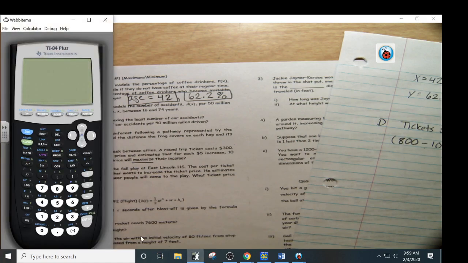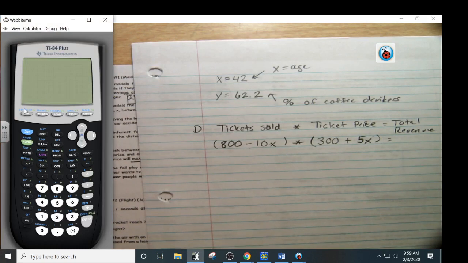So now, what I'm going to do is put in y equals, clear everything out. I'm going to put 800 minus 10. X is right here beside the alpha key.